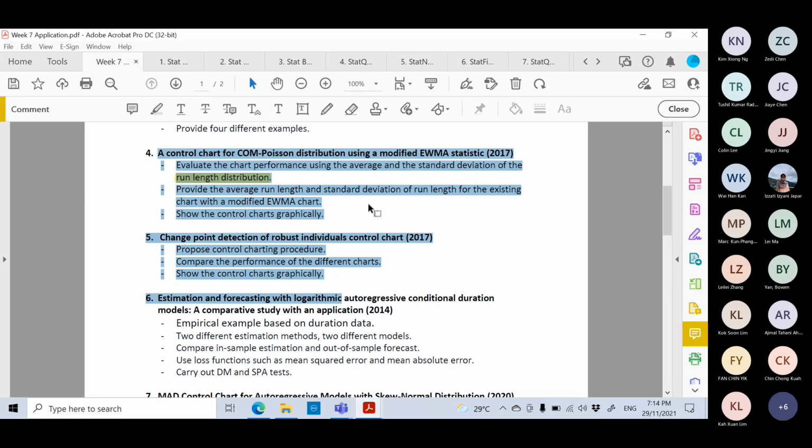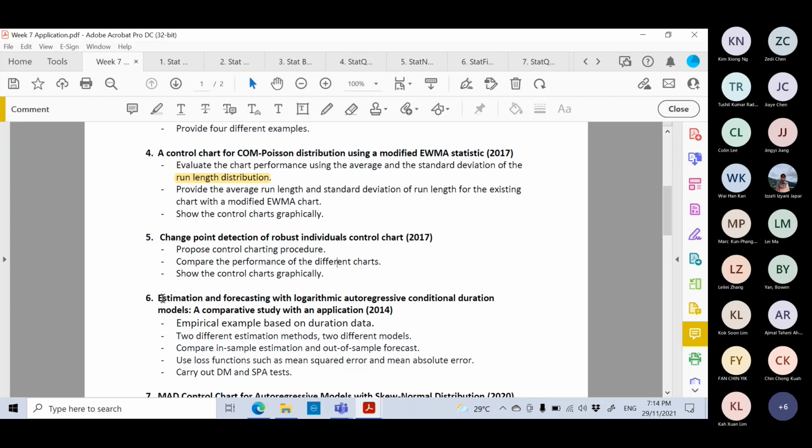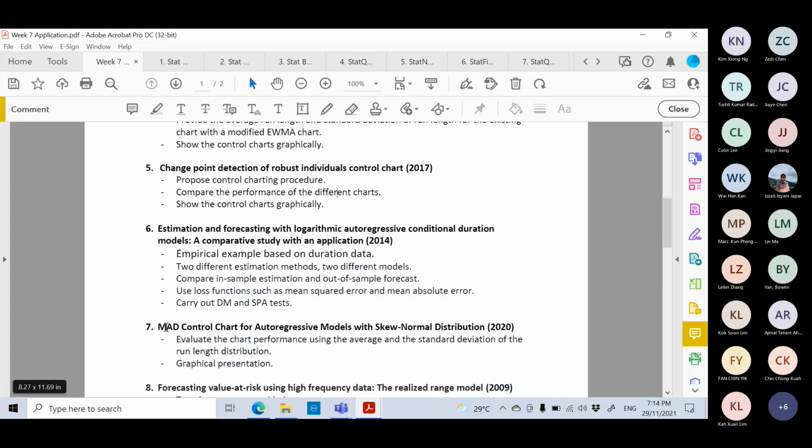Okay. So the following one, before I go to paper number 6, maybe I go through paper number 7 also. This one also is a control chart. But if you read the control chart paper here, the authors have proposed what they call a MAD control chart for an autoregressive model with the skewed normal distribution. You can see that they have a lot of statistical elements inside there. They have one called the MAD control chart.